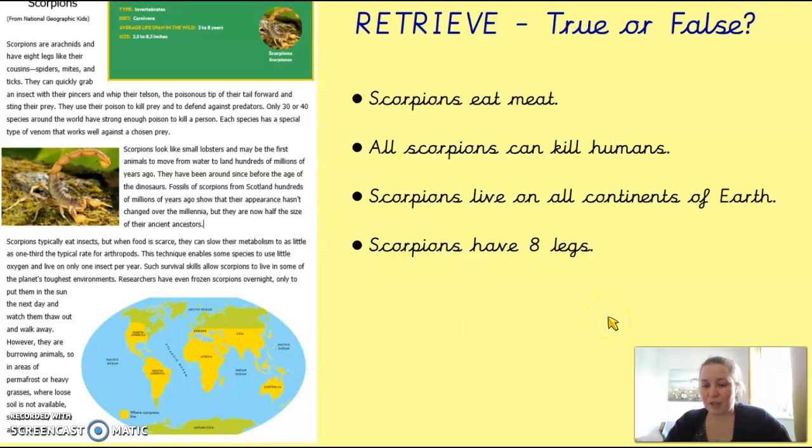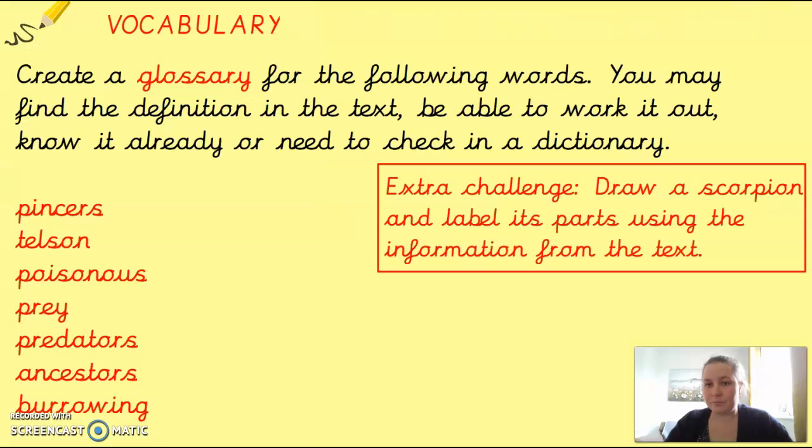Now I'm going to introduce you to a vocabulary task that you're going to go off and do independently. So I have made a list of words that are related to our scorpions text. They're found in our scorpions text, and we've talked about at least some of them either yesterday or today. I want you to create a glossary for those words. Now, in case you've forgotten what a glossary is, it is a list of technical words with their definitions, with their meanings. So you might find the definition of this word directly in the text if you read it back and look for the word.